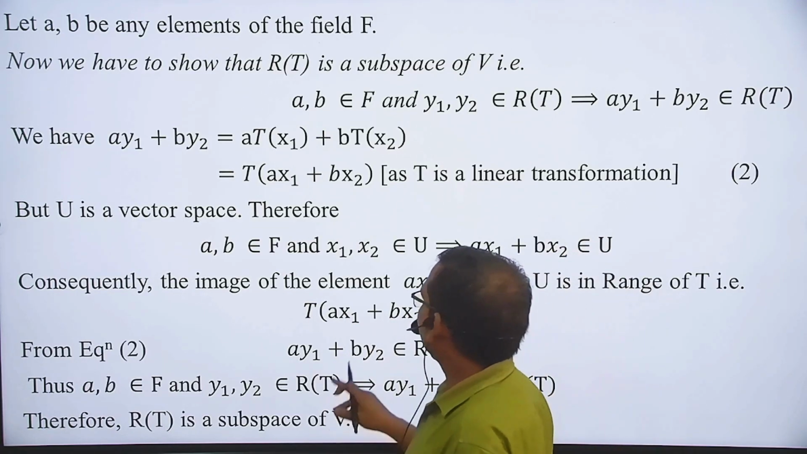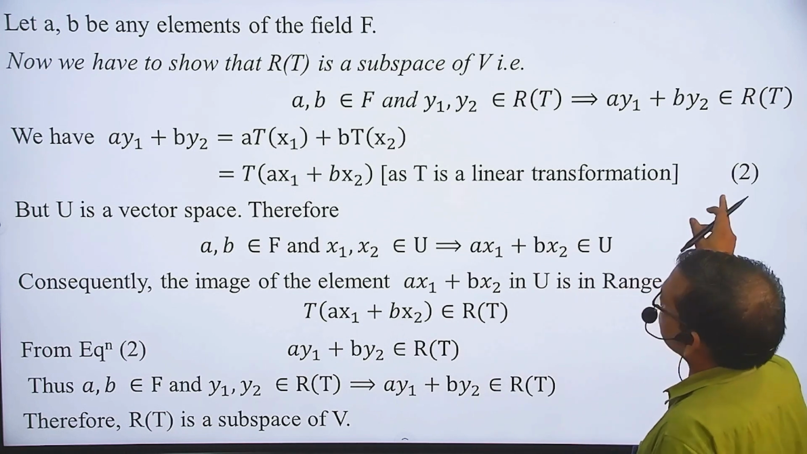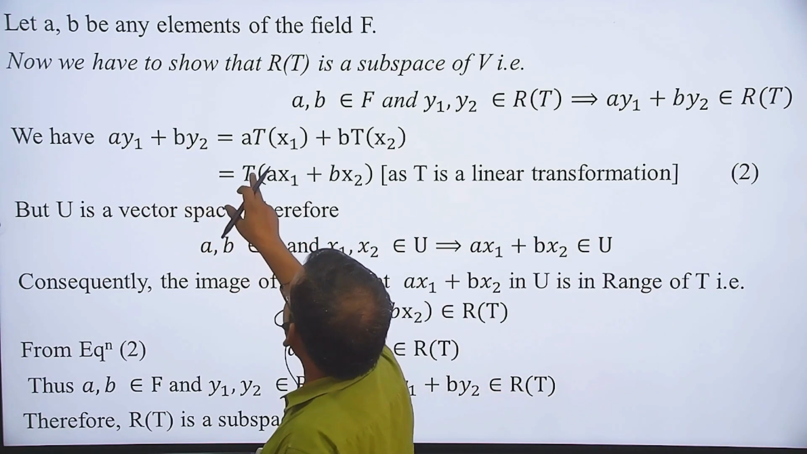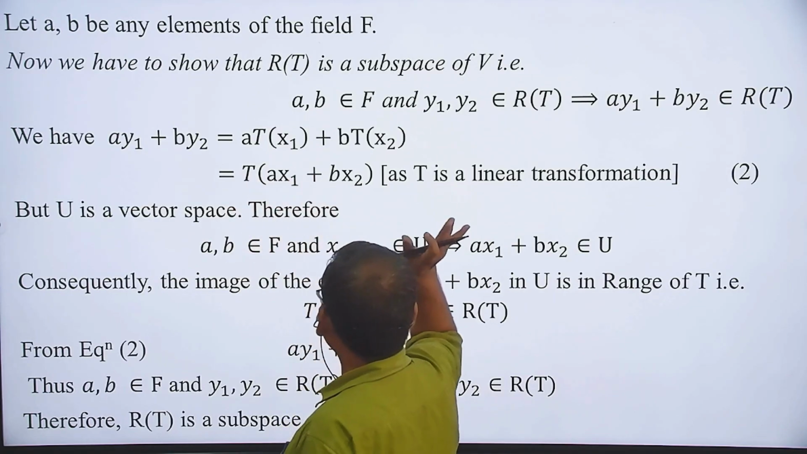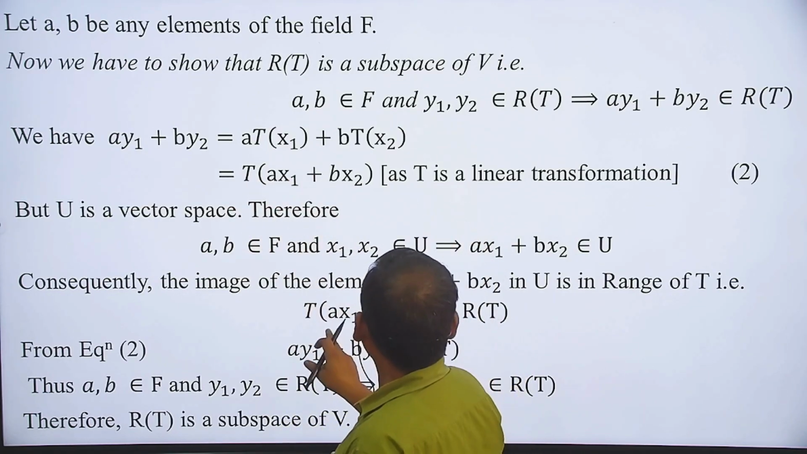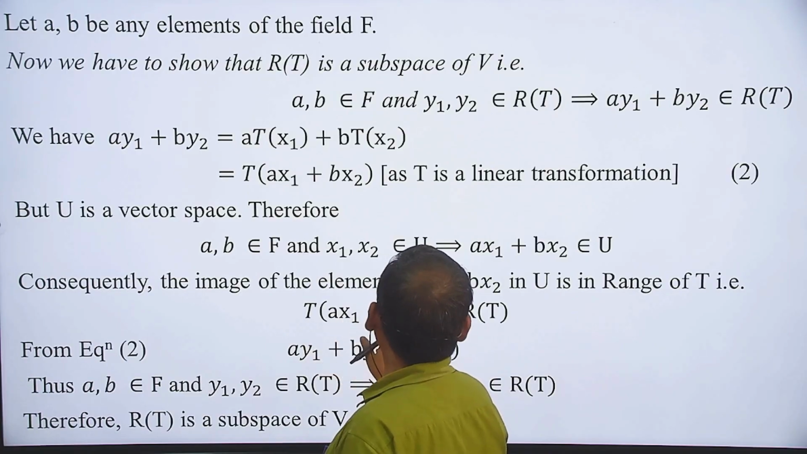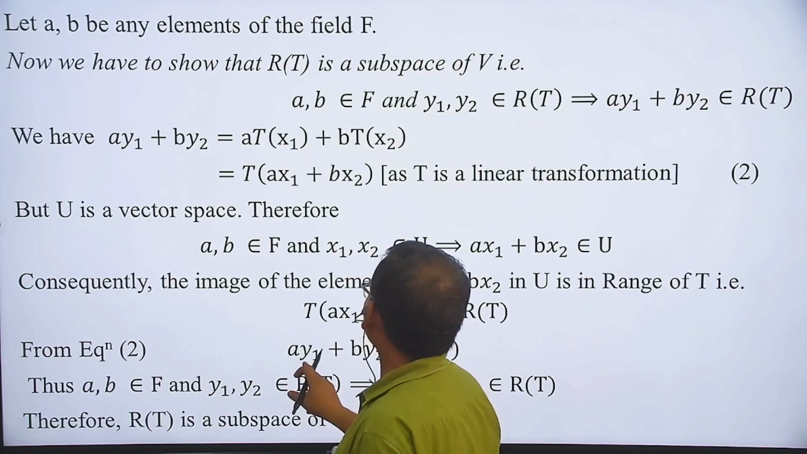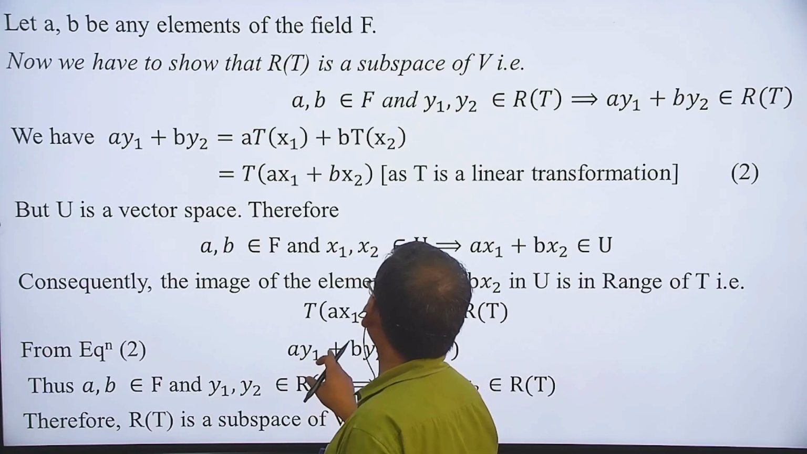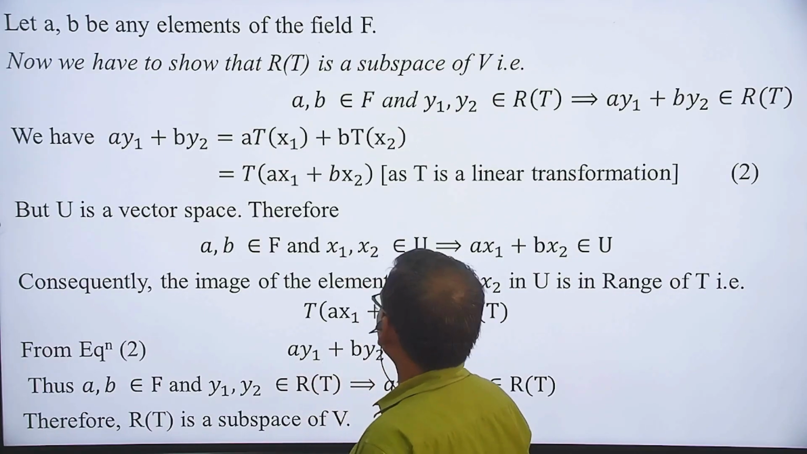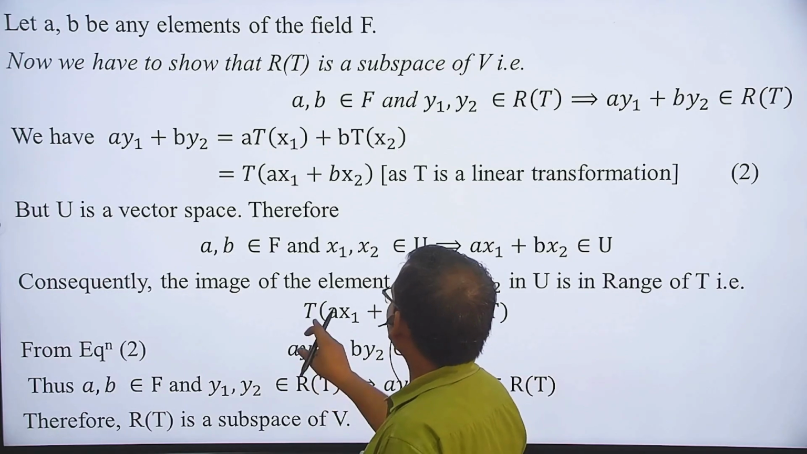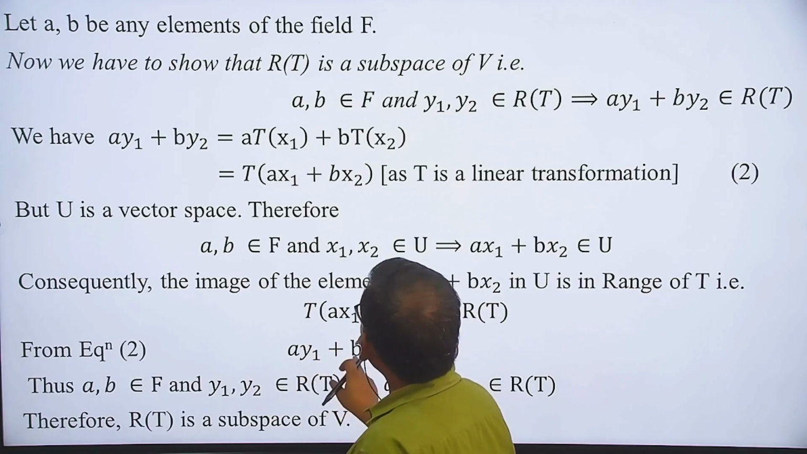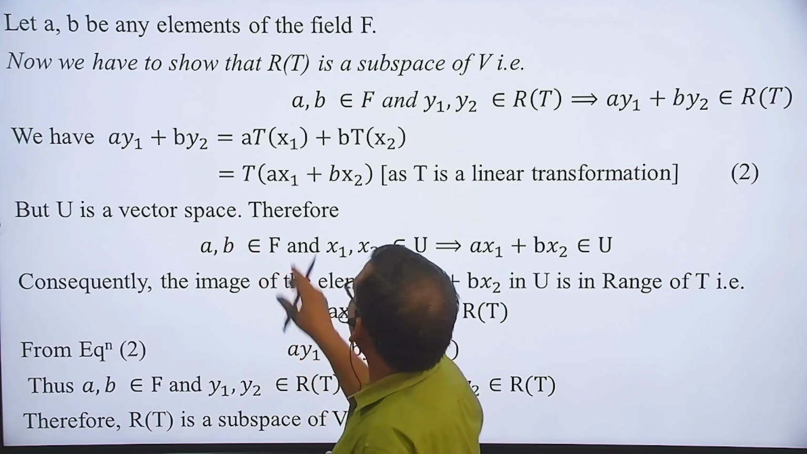That is, from the second equation, a y1 plus b y2 is equal to T(a x1 plus b x2). Then T(a x1 plus b x2) belongs to R(T). So we take a y1 plus b y2 belongs to R(T). Why? Because T(a x1 plus b x2) and a y1 plus b y2 are both equal.